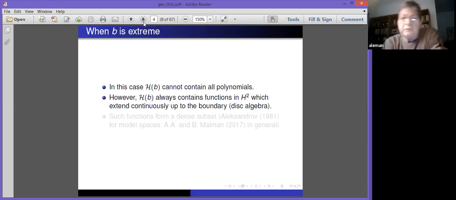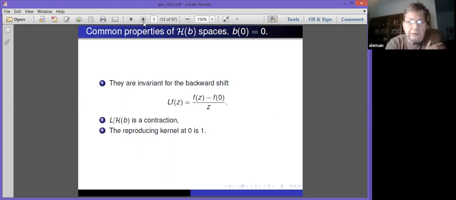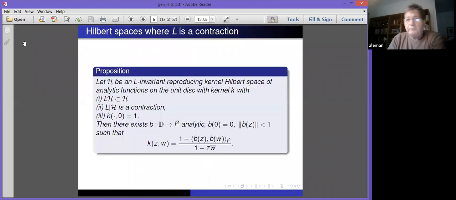And this was the departing point for Bartosz and myself. We said, well, why don't we have a look at spaces with this property? And it's actually worthwhile, because if you can show that if you have these three properties, so in the opposite direction, then the kernel is somehow similar to the Branges-Rovnyak kernel. So here is the result.